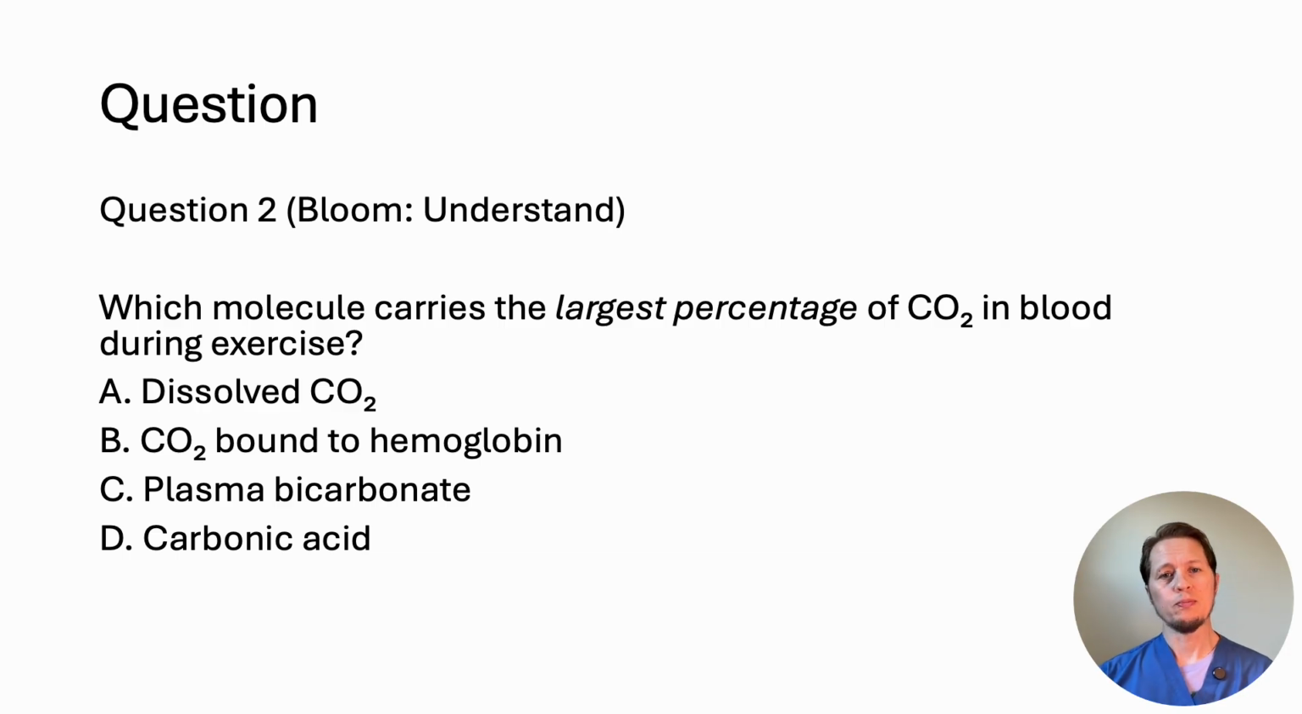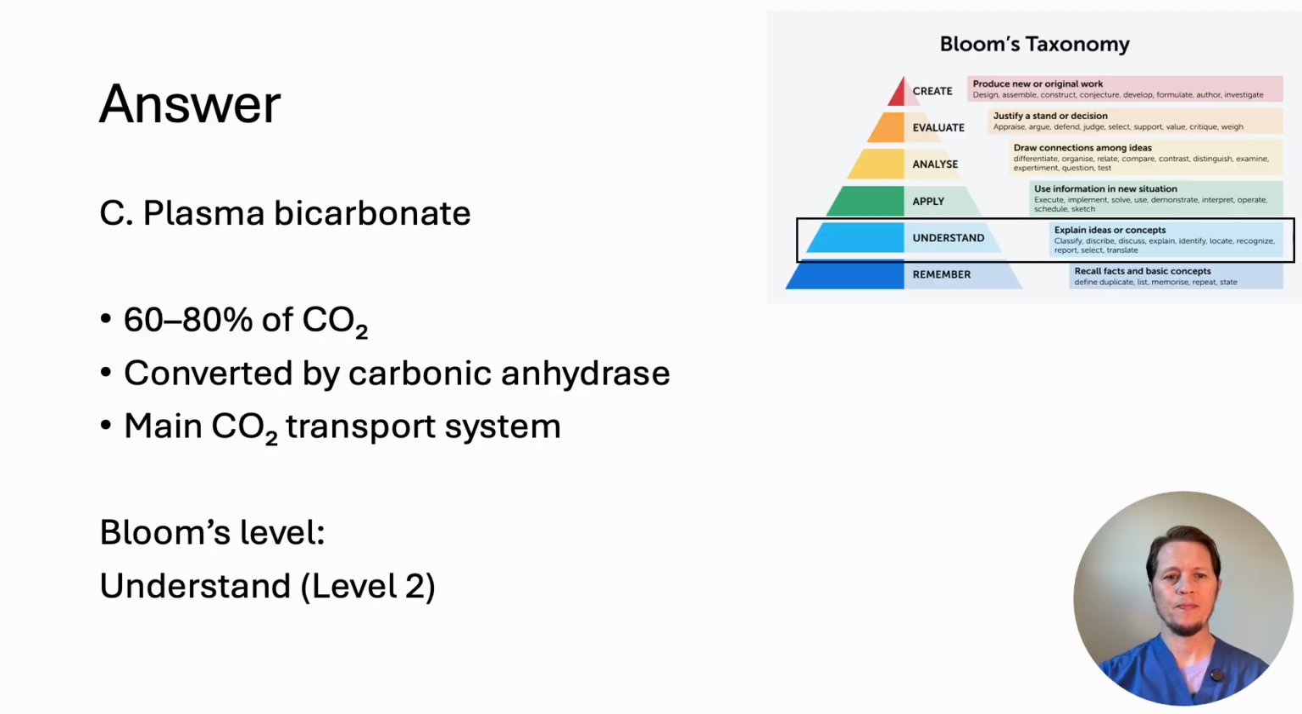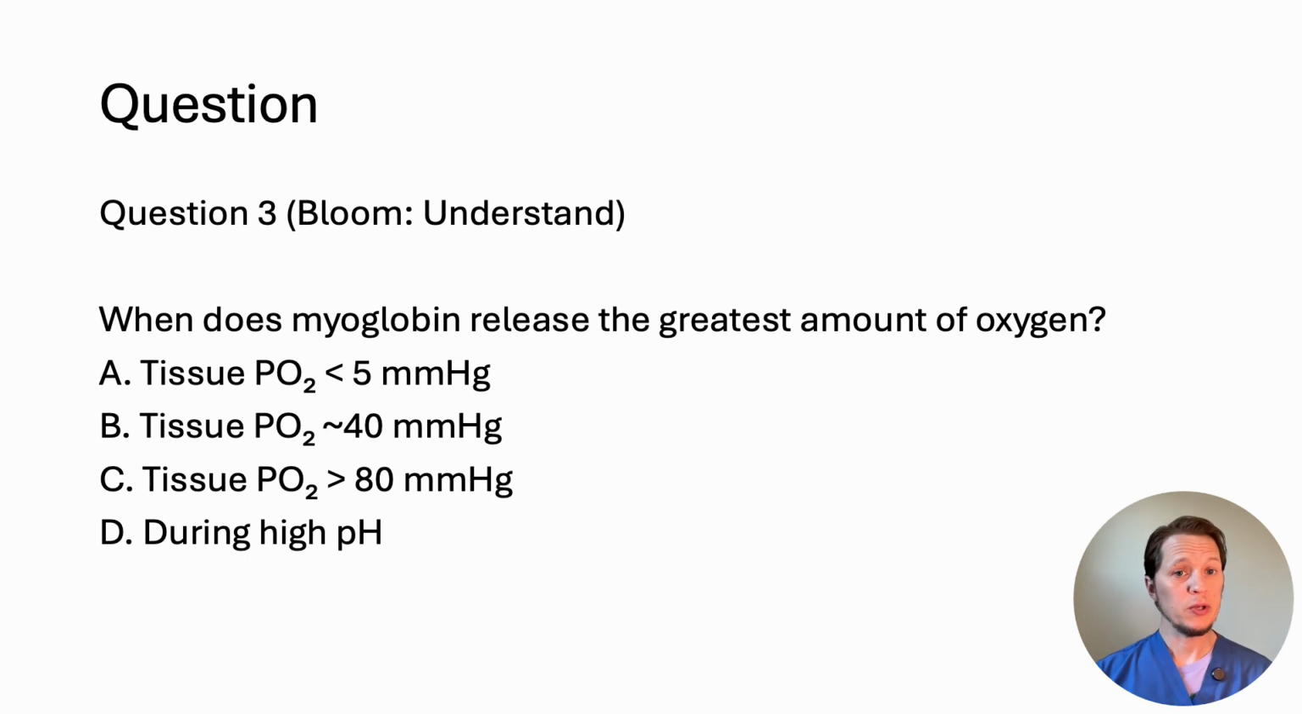Question 2. Which molecule carries the largest percentage of CO2 in blood during exercise? So just think about that. A, dissolved CO2, B, CO2 bound to hemoglobin, C, plasma bicarbonate, or D, carbonic acid. And this answer is C, plasma bicarbonate. It's about 60 to 80%. Most CO2 is transported as bicarbonate after being converted from carbonic acid. Another level 2. We're doing okay here.